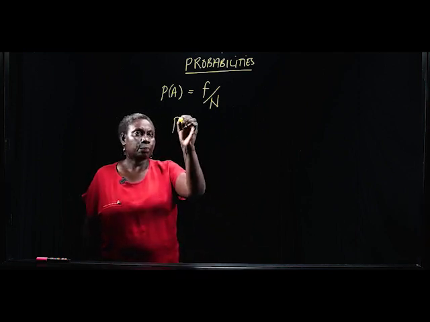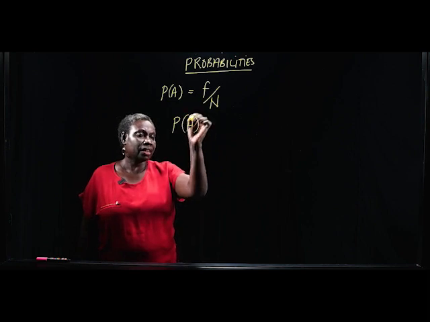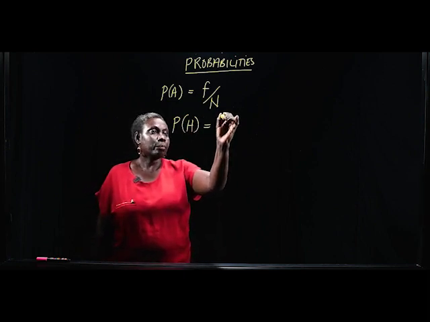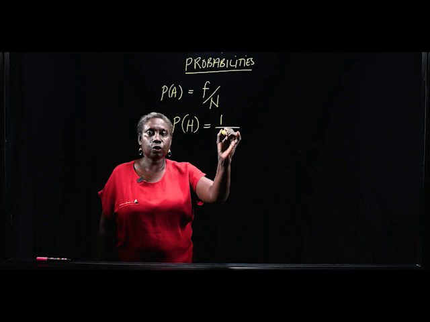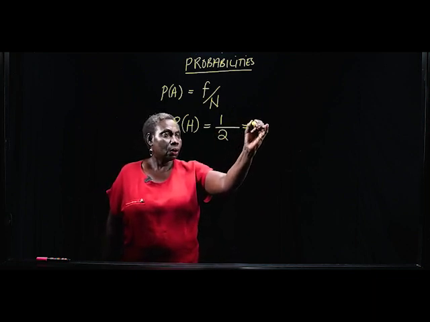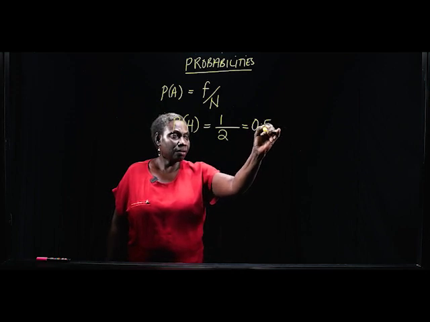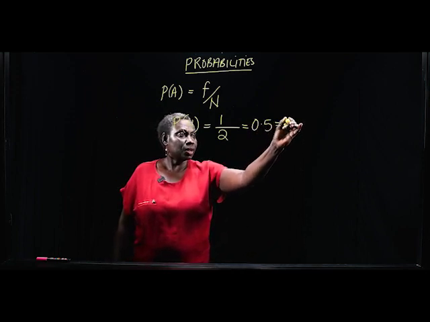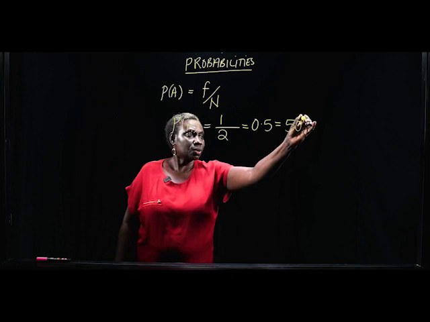So let's say the probability of getting a head is equal to 1 over the total possible outcomes, 2, and that is equal to 0.5, which can be expressed as a percentage, which is 50%.